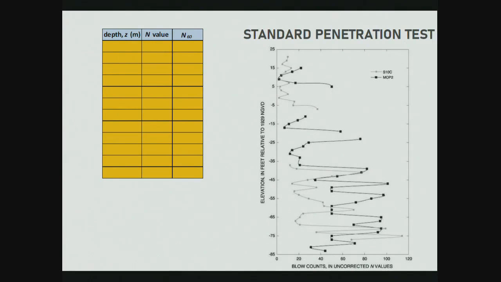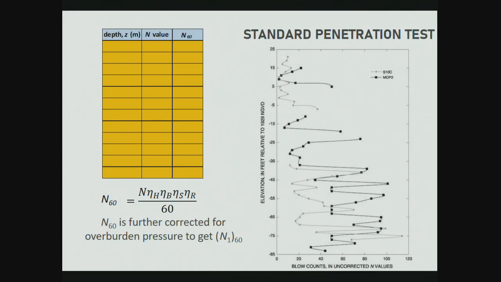Then you have to correct this N value by applying several corrections, rod length and all those things. I'm not going into the detail. And 60% efficiency, so it is called N60. So raw N is converted to N60 by applying several corrections. And that N60 is further corrected to account for the overburden pressure, and that we call N1,60. The N1,60 is coming from the raw values of N. So if you have a smaller N, your N1,60 will be small. If you have a higher N, your N1,60 will be high.